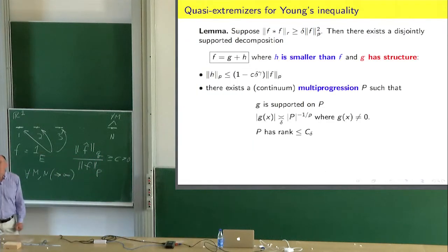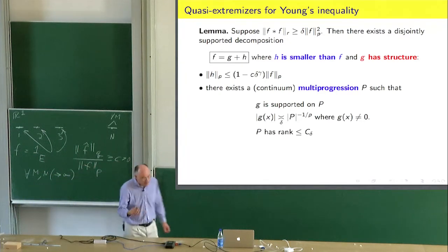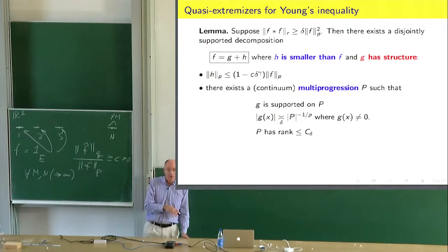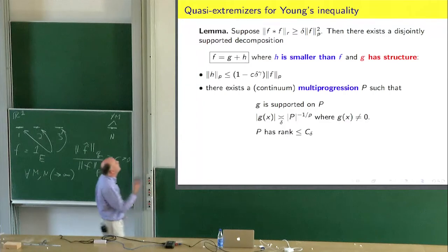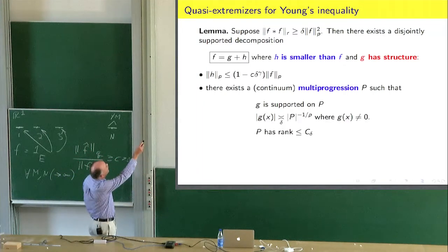Okay, now I told you that it was going to be important to understand quasi-extremizers for the Hausdorff-Young inequality, and I said they were related to quasi-extremizers for Young's inequality. So here we characterize quasi-extremizers for Young's inequality. So suppose that f is a delta quasi-extremizer in this sense.